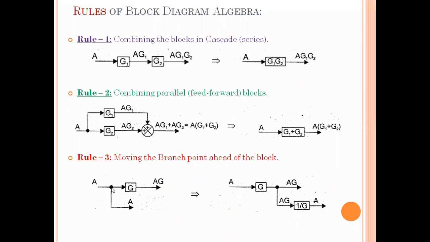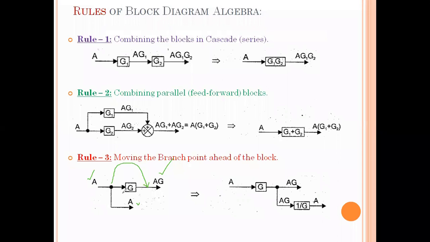See here, I have a branch point here. I want to move this branch point from here to here, ahead of the block. Okay, so I want to move this branch point ahead. We need to have the same input and same outputs. You can observe here two outputs are there. One output is AG, second output is A. We need to keep the outputs the same. How can we do it?